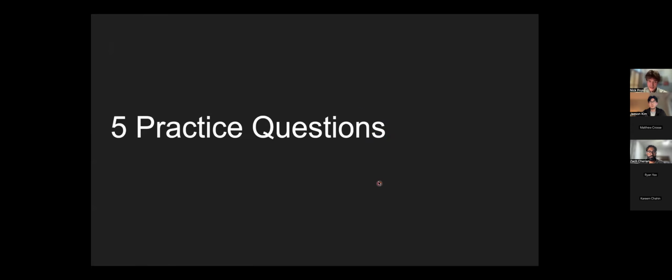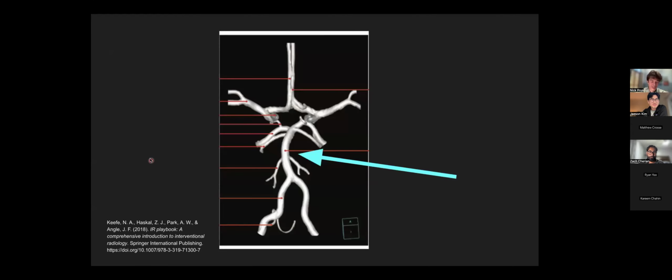All right, that's it for my presentation, but I have five practice questions to quiz you all on. So this is the circle of Willis. This is just an identification question. What artery is this? You can unmute yourself. You can type it in the chat. It's just this thing.